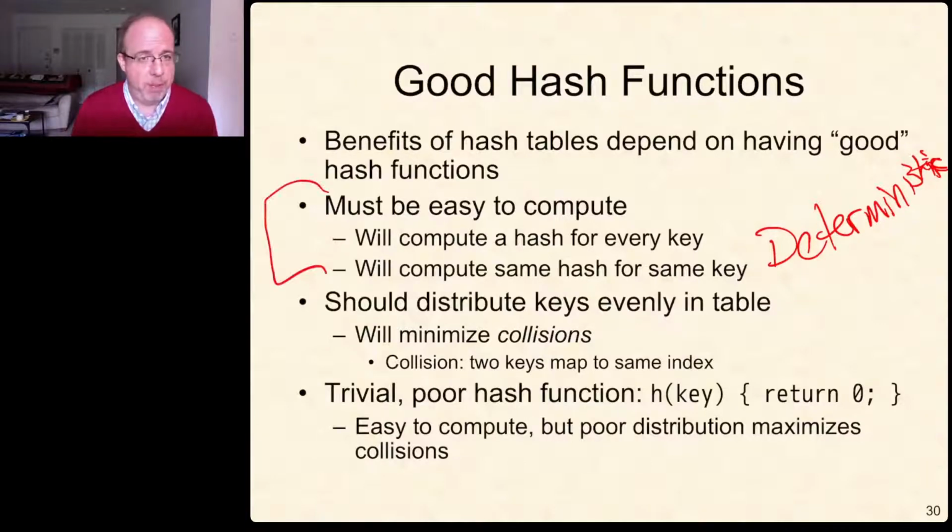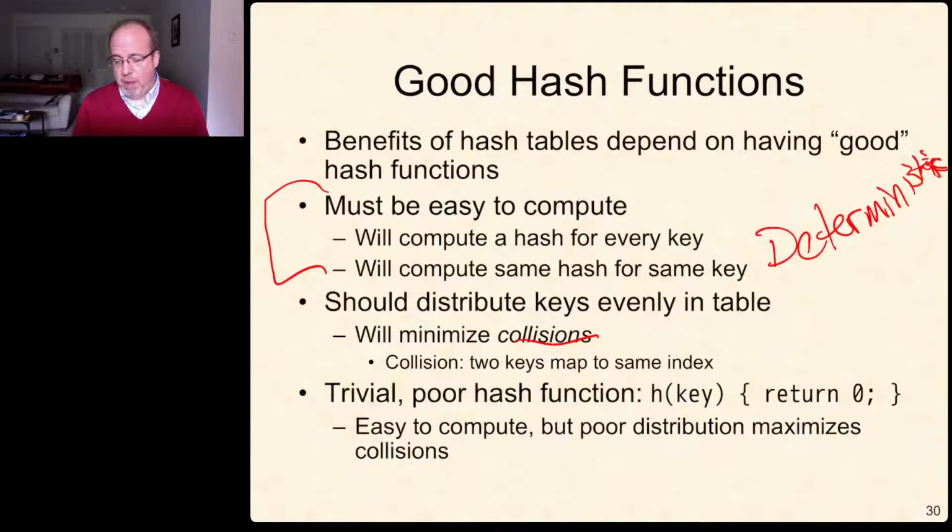Those are not optional. There's also some shoulds. So your hash function should distribute the keys roughly evenly in the table. And that minimizes these collisions. And remember, a collision is just when two keys hash to exactly the same value in the table. That's a collision.